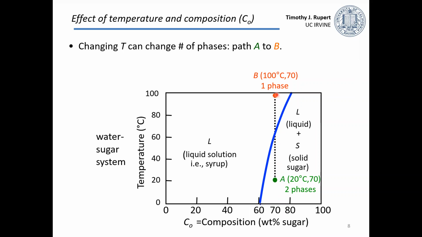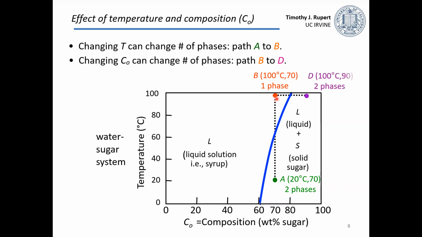But the main point I wanted to point out is that just like changing composition can shift where you are in this phase diagram, so can changing temperature. And you could think about moving around in different ways, okay? So even at 100 degrees C, if you add too much sugar, so if you increase the amount of sugar in there to 90, you'll go back to that two-phase region.